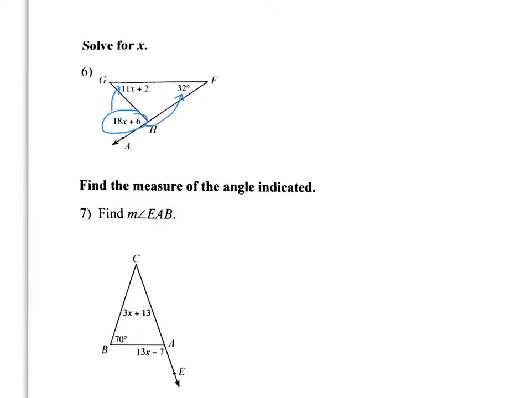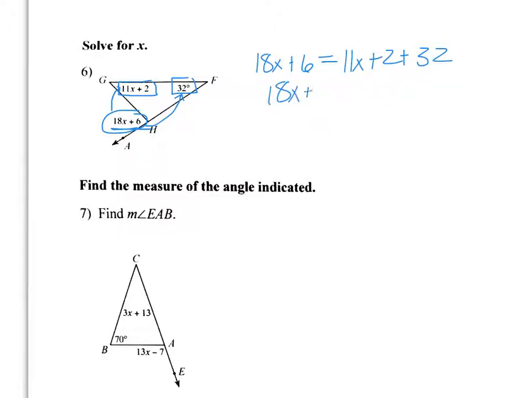Okay, two remote interior. So what's that mean? Remote means something that's far away by itself. So these are the two interior angles inside the triangle that are furthest away from that exterior angle. So our equation becomes 18x plus 6 has to equal 11x plus 2 plus 32. So we get a more complex equation here.